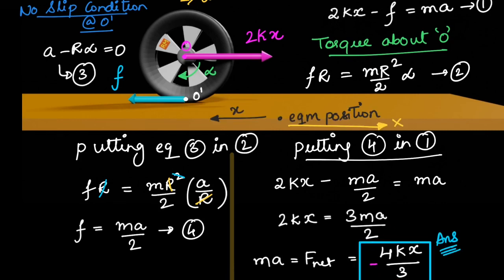In the exam he had given the option as minus 4kx by 3. The reason being the positive x-axis was in this direction and x was to the left. The displacement of this cylinder here is to the left. When it is to the left, the net force is towards the right. So that is why we have minus 4kx by 3.